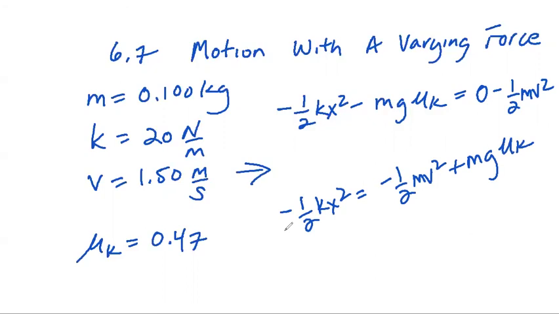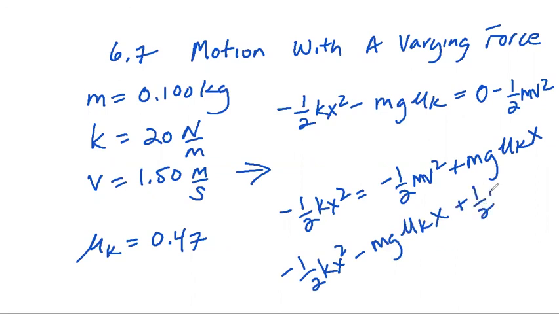Do I have to do all this algebra? That's a lot. Where did the 2 go? Let me pause a minute and look. Okay, I forgot an x right here. The work done by friction has to have a distance. So going forward, I get 1/2 kx squared minus mg mu k x plus 1/2 mv squared equal to 0. And now it's a quadratic formula, and we have to do that.